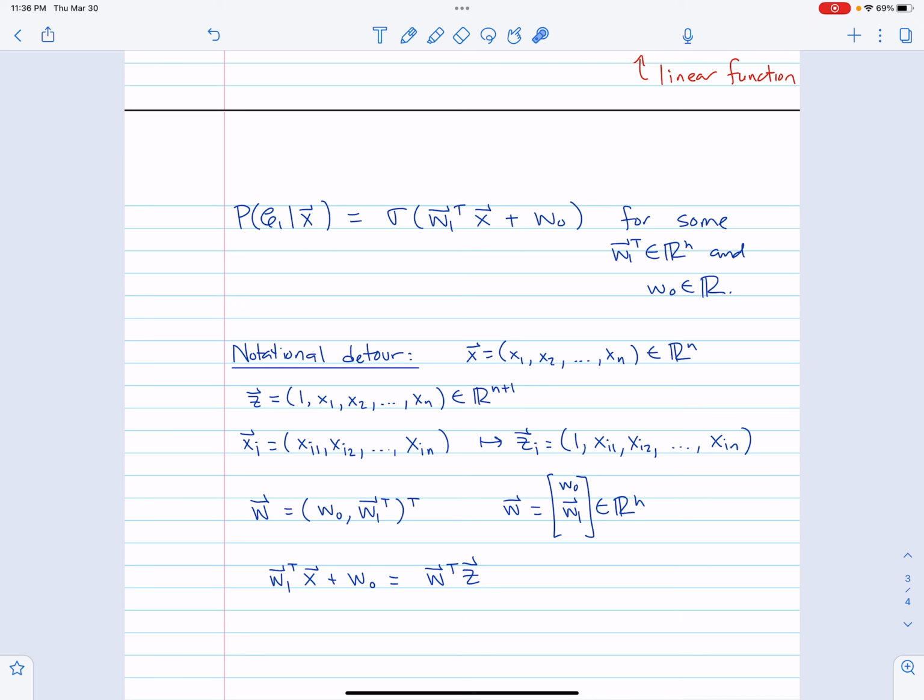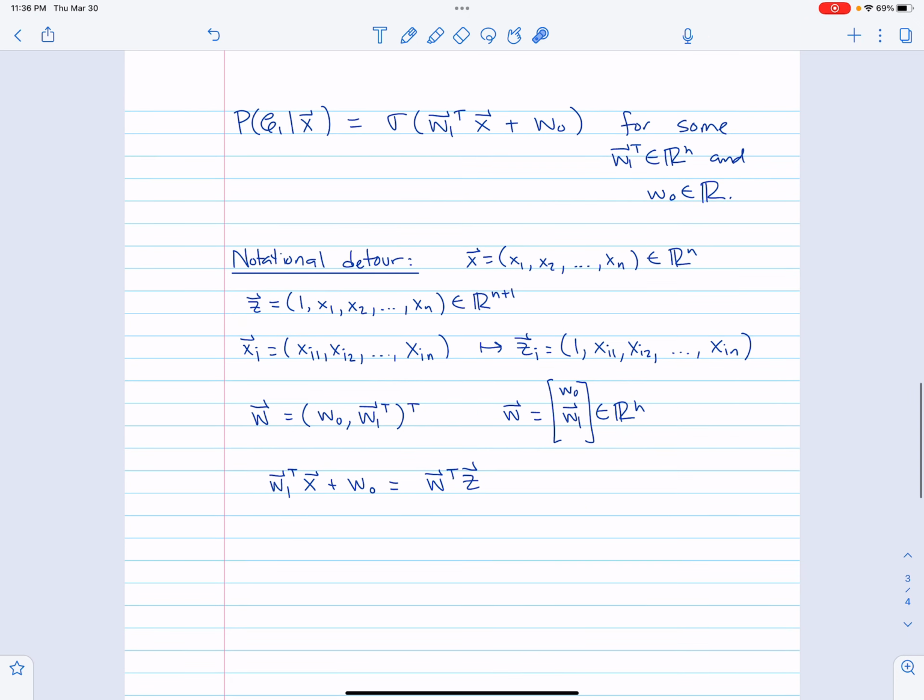So, with that in mind, what we really have is we're essentially looking at this. We want the conditional probability here. We've just said that this is equal to sigma of w1 transpose x plus w naught. But that's just the same thing as sigma of w transpose times z, which we can also think of as the probability of the vector z living in C1. Okay.